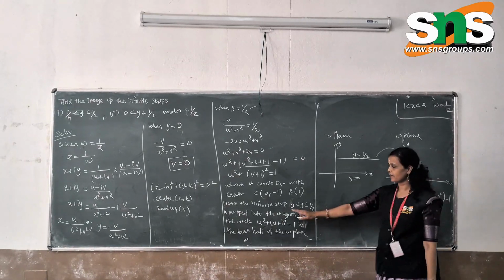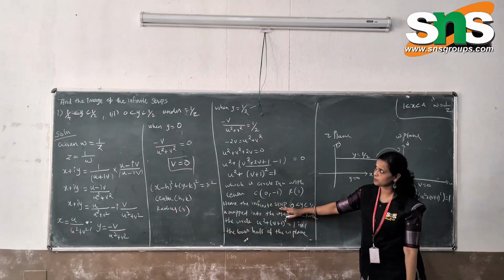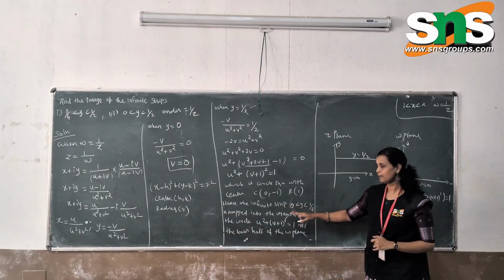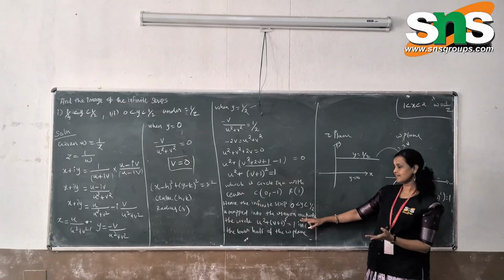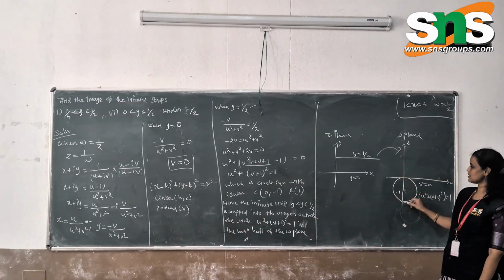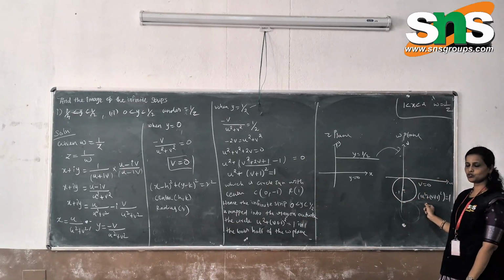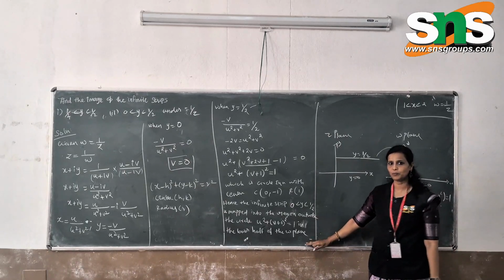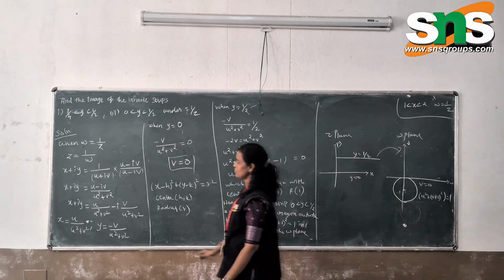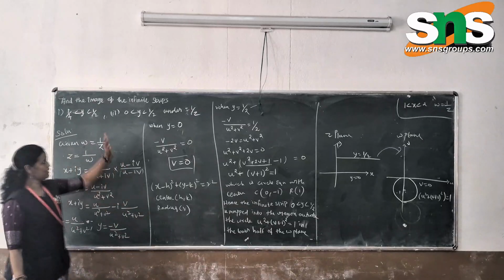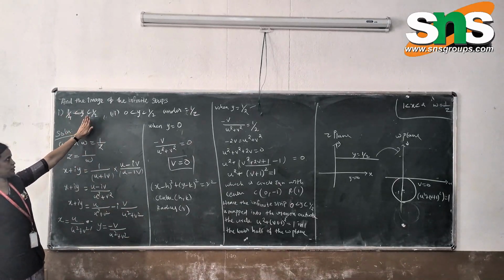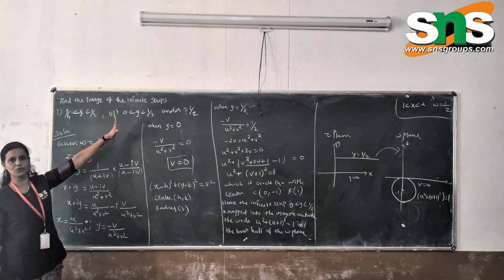Hence our infinite strip 0 < y < 1/2 is mapped into the region outside the circle u² + (v + 1)² = 1 in the lower half of the w plane. So this is a very important question: the image of the infinite strips, where y ranges from 1/4 to 1/2 and y ranges from 0 to 1/2.